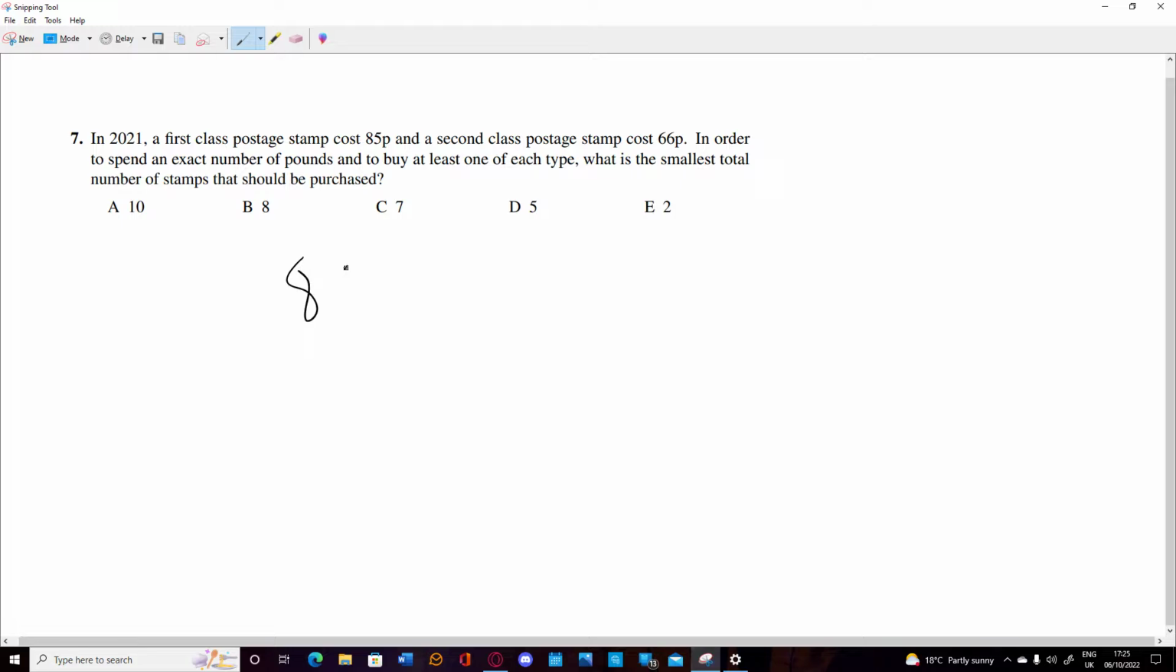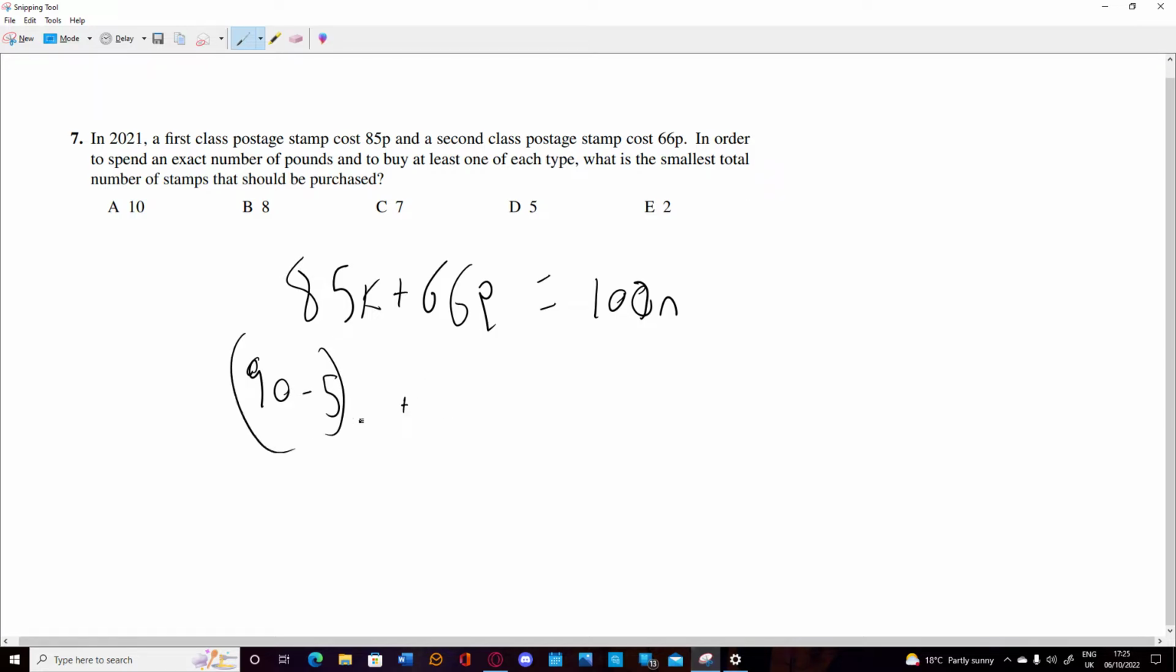Okay, so we want some multiple of 85 added to some multiple of 66 to equal some multiple of 100, because 100p is £1. We want at least one of each. So that means we know we're at least going to get 166. And what we notice here is that 85 is actually 90 minus 5, and 66 is actually 70 minus 4.